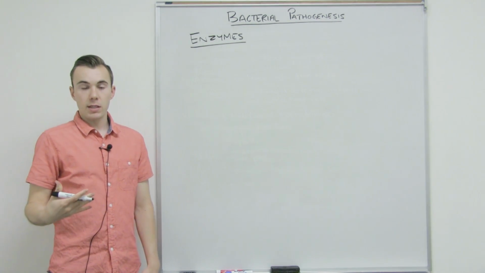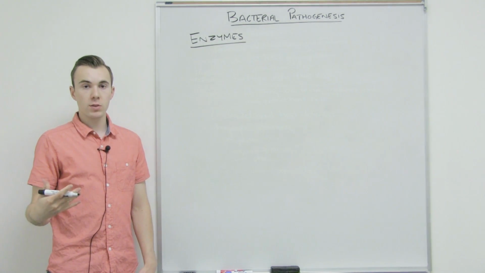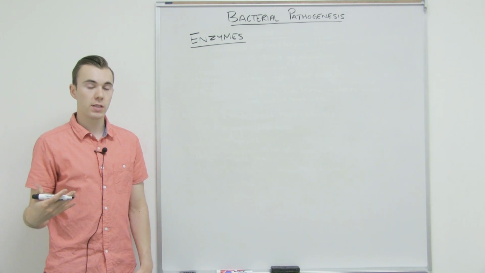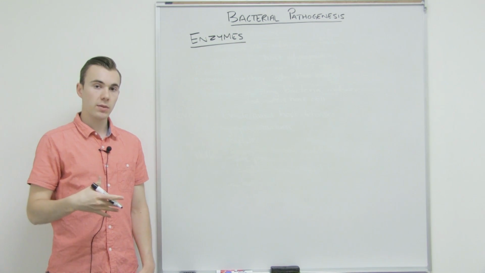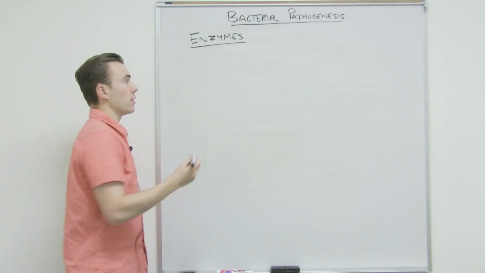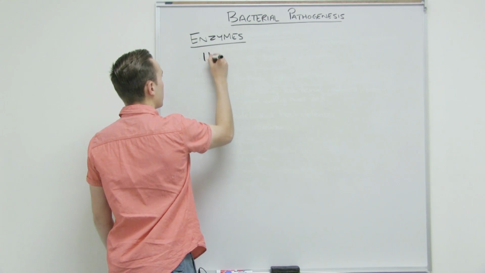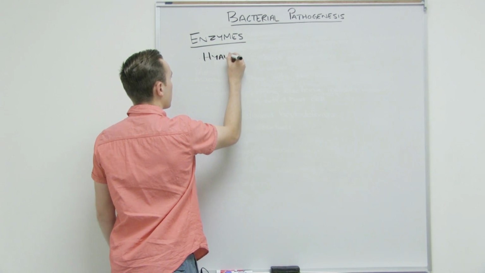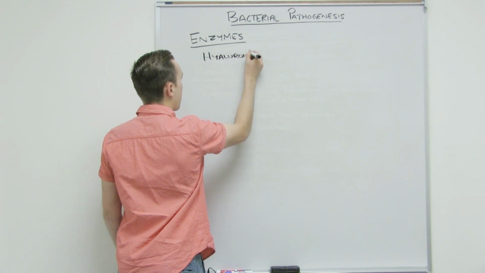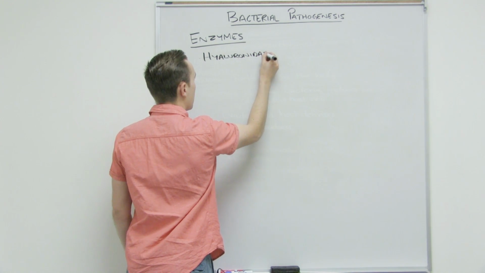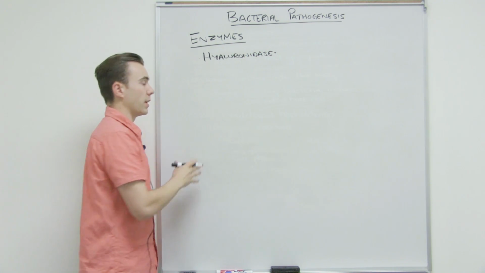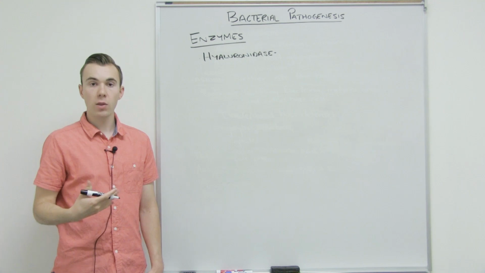Enzymes are proteins, and so bacteria can make certain proteins which are going to have special functions. Enzymes are going to break down something or build something. So we have hyaluronidase, and this one is going to break down something. Specifically, it breaks down hyaluronic acid.